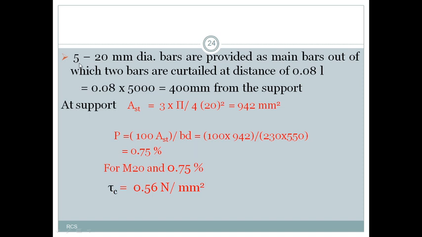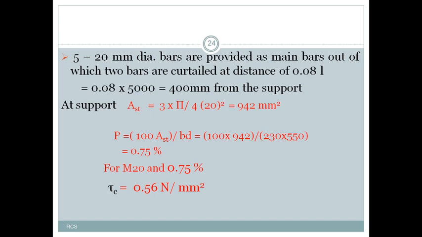As we have calculated, 5 bars of 20 mm diameter will be provided as tension reinforcement, as main bars, out of which 2 bars are curtailed at a distance of 0.08 L from the support. So what do you mean by this? If you take a simply supported beam, at the supports the bending moments are 0. My question is, why should we take our main reinforcement up to the support? That's the best thing.